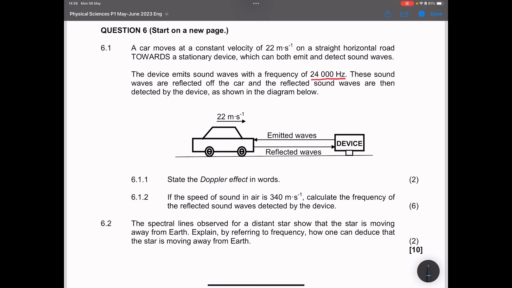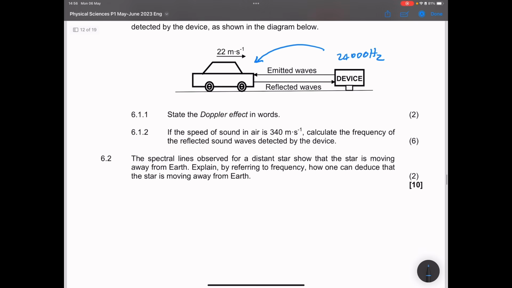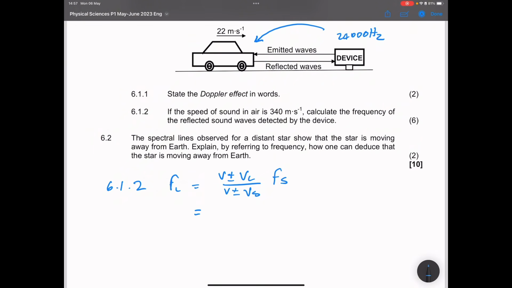Now, ladies and gents, remember we are transmitting 24,000 hertz over there. Because we've got a car, in a sense our car is going to be the receiver of this frequency. So first of all, let's find out, we're going to treat the car as though it was the observer. Firstly, we've got 6.1.2 there. The frequency of the listener is equal to V plus minus VL over V plus minus Vs times Fs. Now, ladies and gents, in this case, I would have had V, and we know that V is 340.